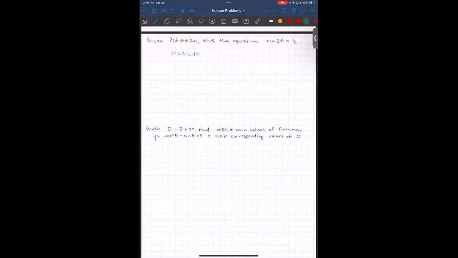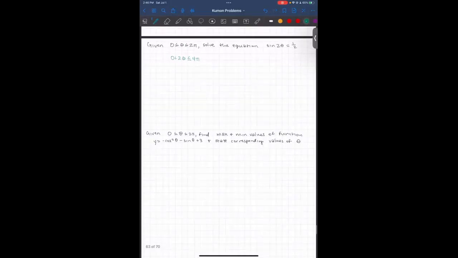So our new interval is 2 theta is greater than 0 and less than or equal to 4 pi. So now we want to solve for 2 theta. Looking at the unit circle, we need to find all of the places between 0 and 4 pi where sine is equal to 1/2.